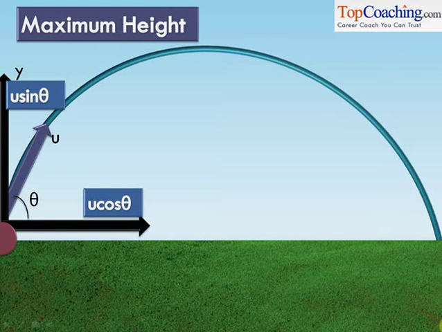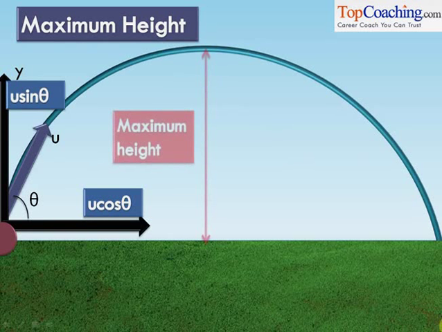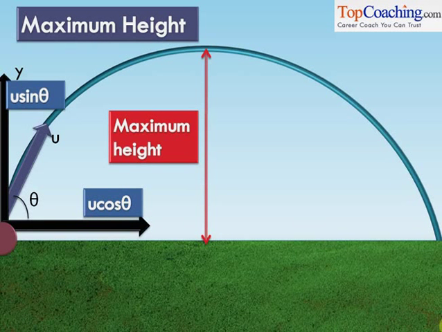Let's look at another interesting concept, the maximum height reached by the projectile. This is the maximum height reached by the projectile. You can see that the height of the projectile initially increases, and then after attaining the maximum height, the projectile starts descending and finally it reaches the ground. What is the value of this maximum height?